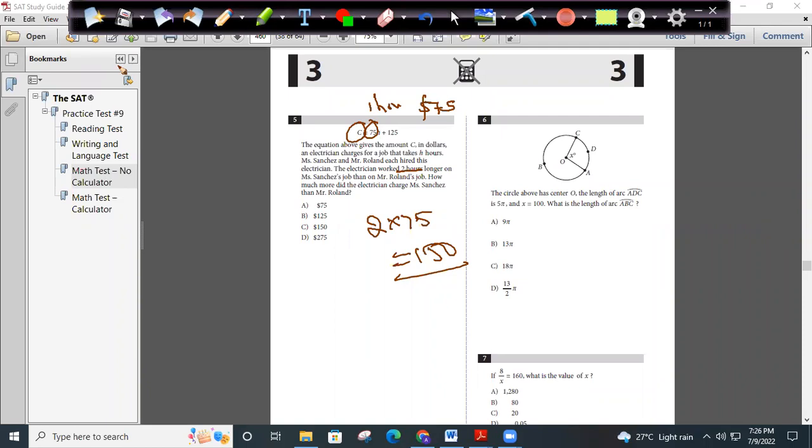First, understand the concept, the meaning of slope. What is the meaning of slope here? The amount the electrician charges for every 1 hour of work he does, but he's working 2 hours more at one place than the other place. Then how much more does she need to pay? 2 into 75. She needs to pay $150. Is it a difficult question?